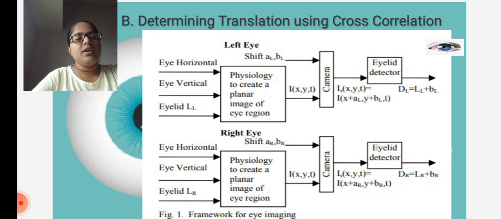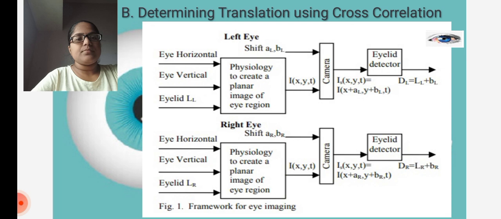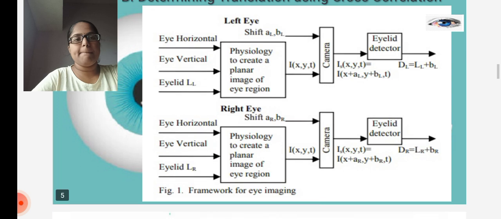In the right eye, eye horizontal, eye vertical, and eyelid all pass through physiology to create a planar image of the eye region to give rise to the camera and eyelid detector. This is the framework for eye imaging. This is the second methodology, which tells us about determining the translation using cross correlation.